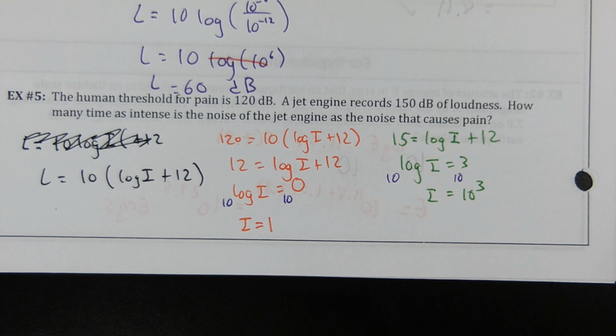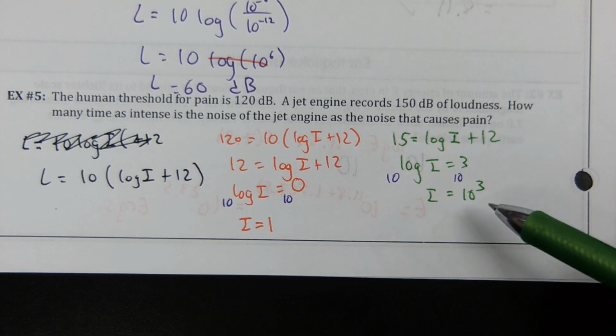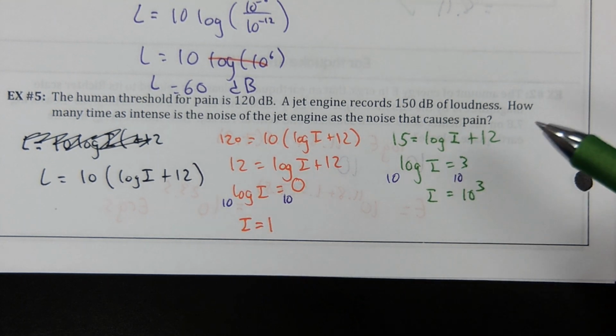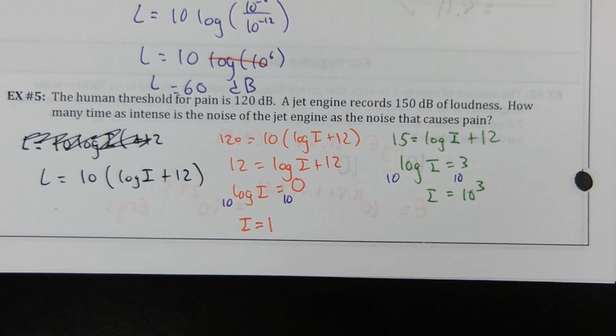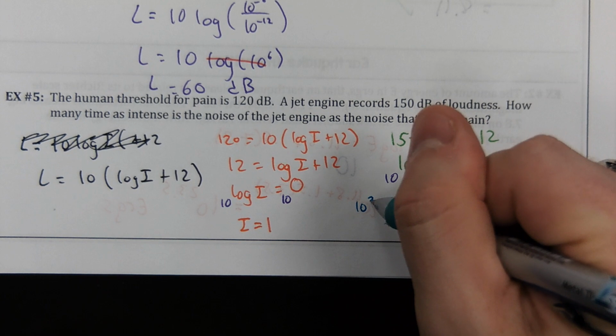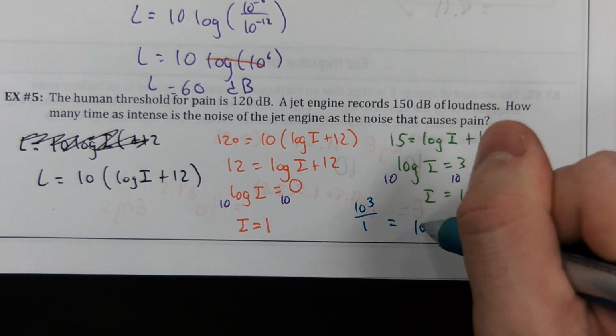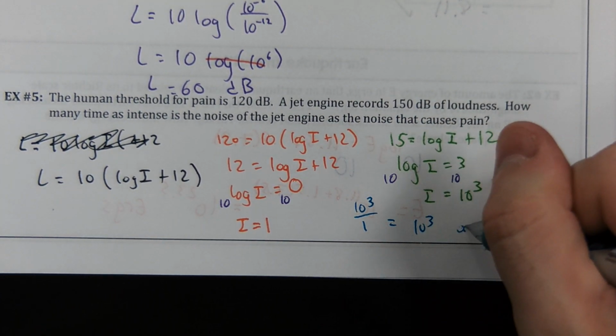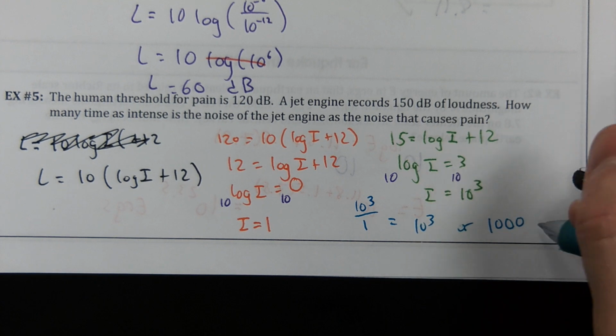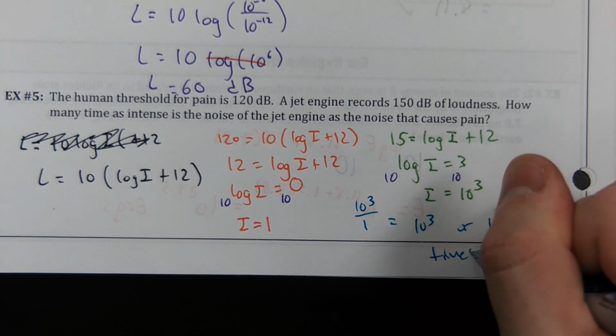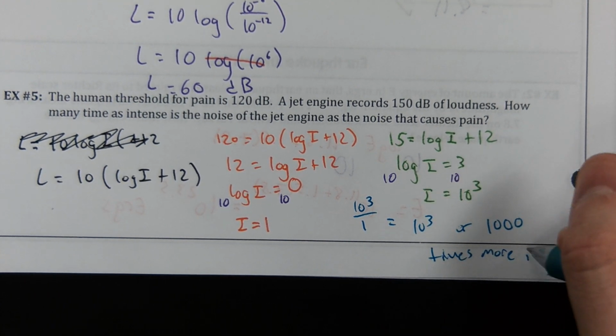So how many times more intense is it? It's 10 to the third. It's 1,000 times more powerful. I mean, if you didn't know, you're just supposed to do 10 to the third over 1, which is 10 to the third, or 1,000 times more powerful. More intense, let's say.